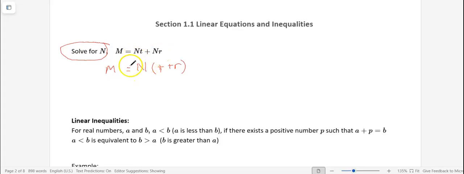Beautiful. Now my n's turned into 1n, and to get it by itself, I'm going to multiply by t plus r over t plus r. That cancels out, and I have my solution: n equals m over t plus r. Great. Now let's jump into linear inequalities.